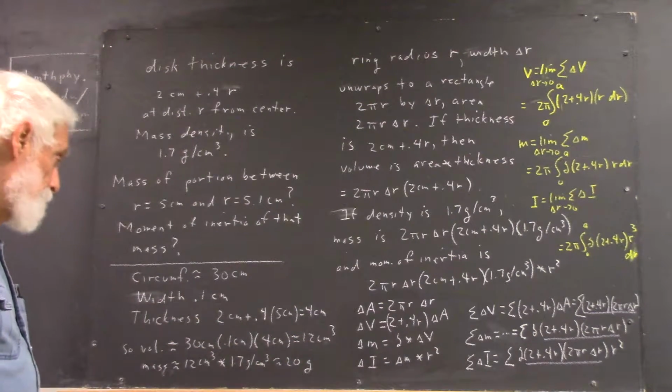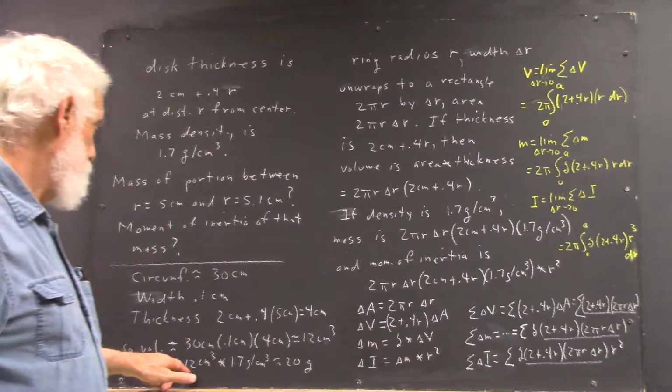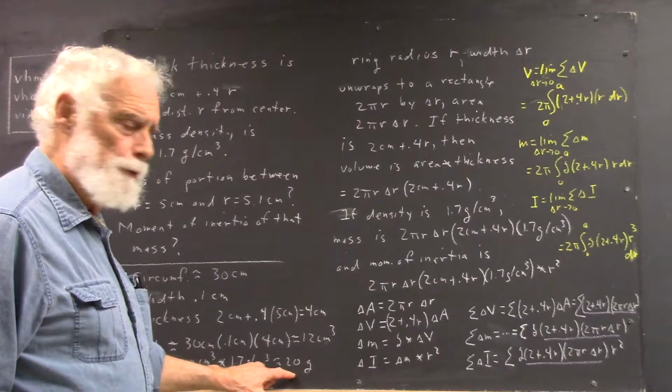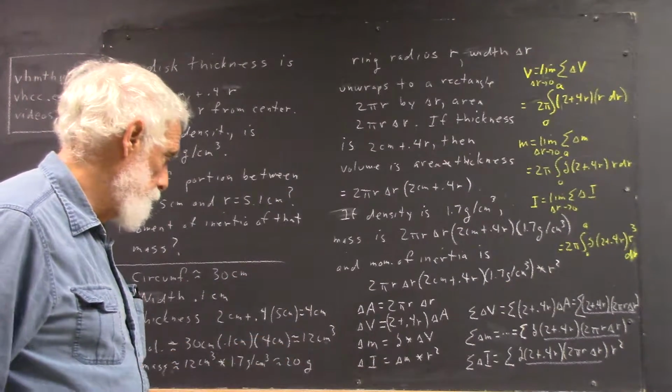So the mass would be what? 12 cubic centimeters times your 1.7 grams per cubic centimeter. I get around 20 grams. You can do your own calculation.